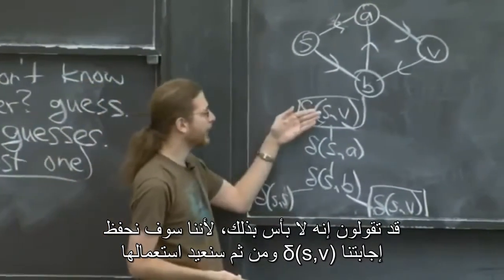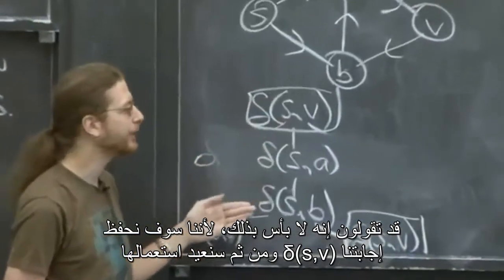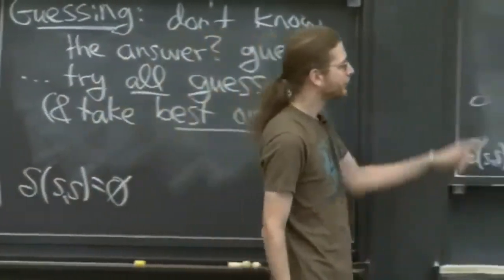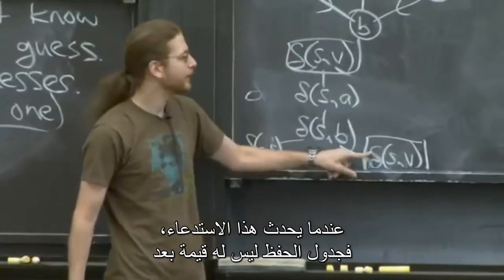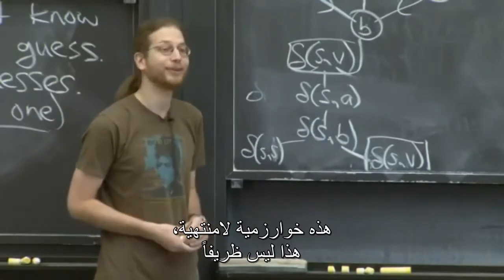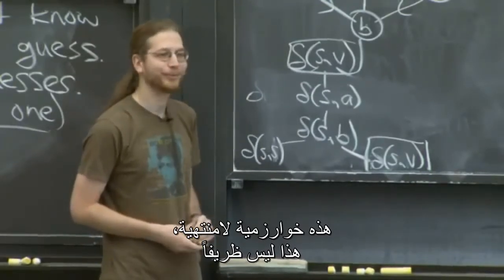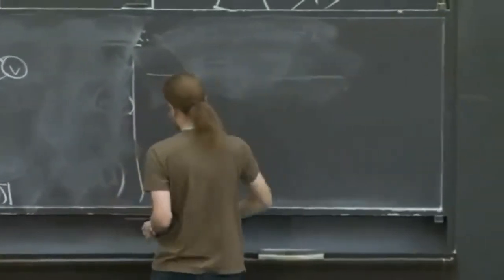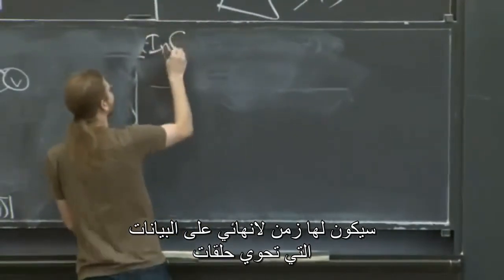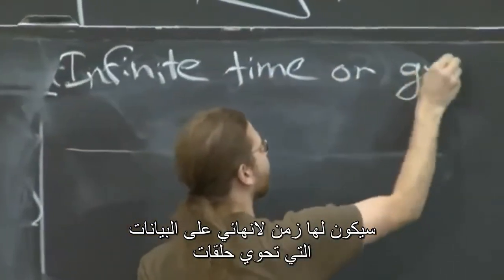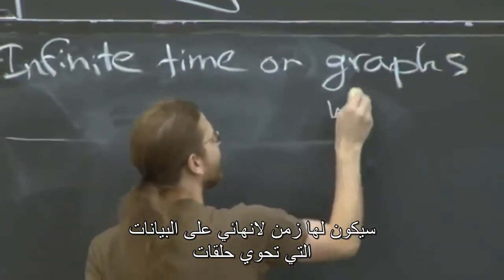Now you might say, oh, it's OK, because we're going to memoize our answer to delta s comma v, and then we can reuse it here. Except we haven't finished computing delta of s comma v. We can only put it in the memo table once we're done. So when this call happens, the memo table has not been set. And we're going to do the same thing over and over and over again. This is an infinite algorithm. Oops. Not so hot. So it's going to be infinite time on graphs with cycles.